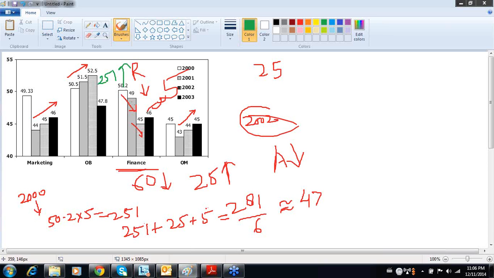Suppose the person joined in 2001. Now if the person joined in 2001, then 251, the total age in 2000, plus the age of the person who joined, plus every person who was there before had aged by 1 year, so 5 plus 5. So 281 is the total, and the number of people has increased from 5 to 6. So 281 by 6 will come out to be 47, but here what has been given is 49. If this is not correct, then this has to be correct. So the person joined in 2002.